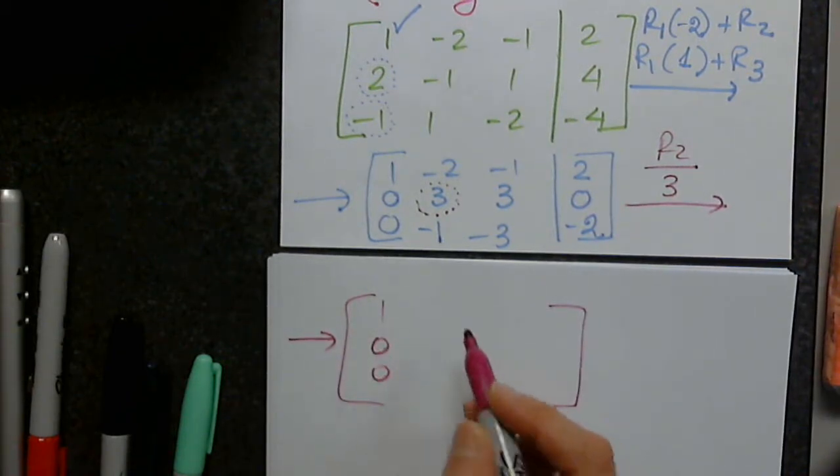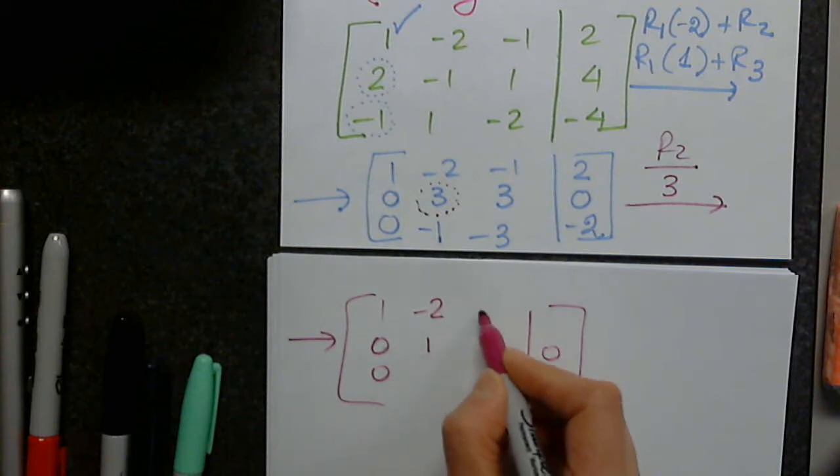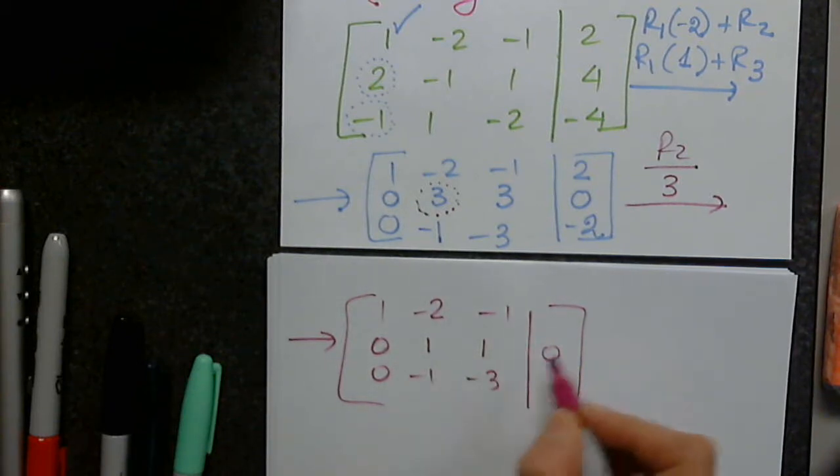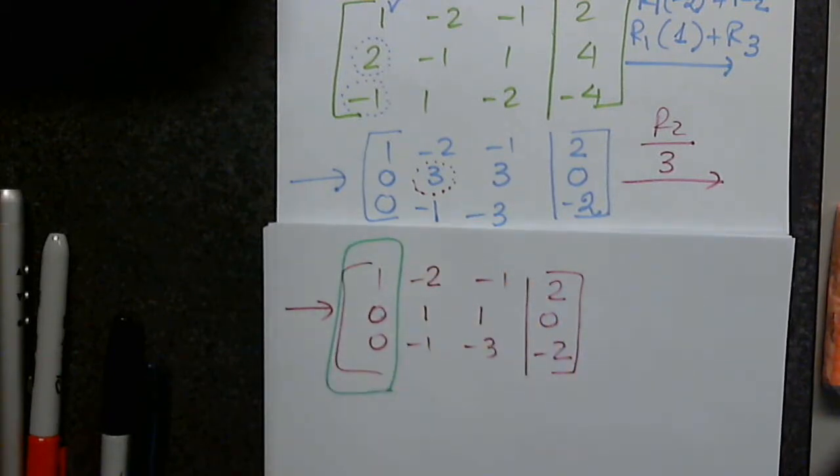1 0 0. 1 1 0. Negative 2, negative 1, negative 1, negative 3, 2, and negative 2. I divided row 2 by 3. What have we accomplished so far? We have accomplished all this column, which no one can go back and touch. And we have accomplished the 1 in the middle column, where it should be.